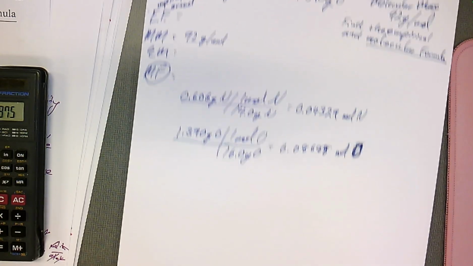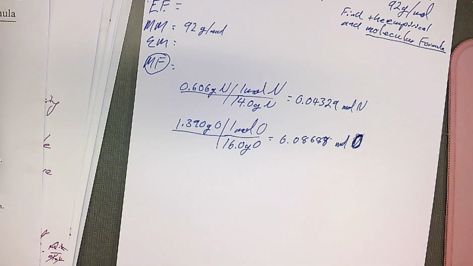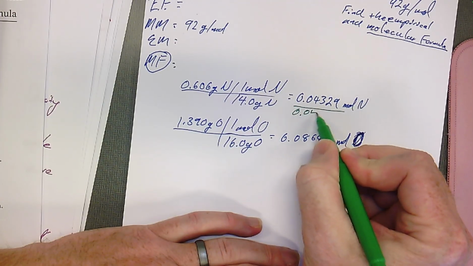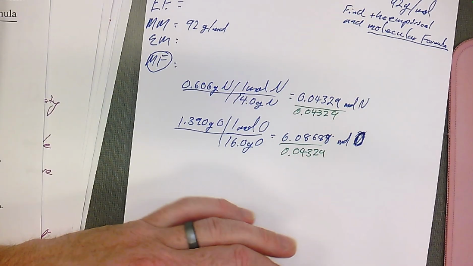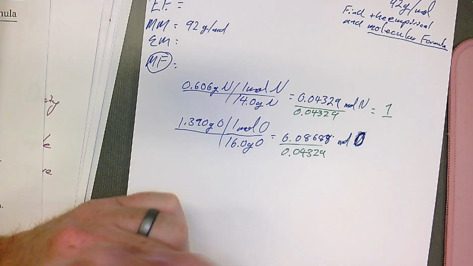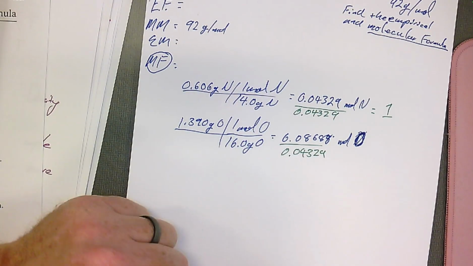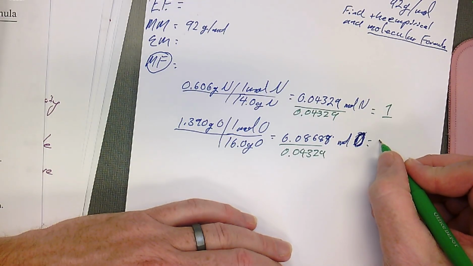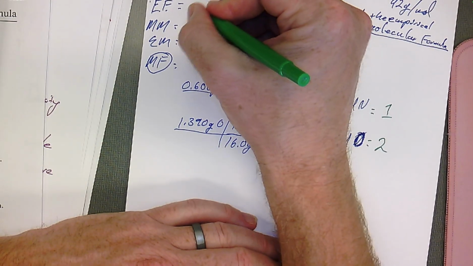Okay, so what's my next step? Divide by what? 0.043. Yep, divide by the smallest. So we're going to divide both of them by 0.04329. What's the top one going to come out to be? 1. What's the bottom one going to come out to be? 0.08688 divided by 0.04329 comes out to be 2.0007, so that's close enough. I can round it to 2. So my empirical formula will just be NO2.